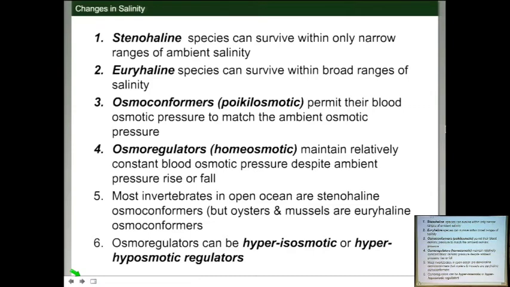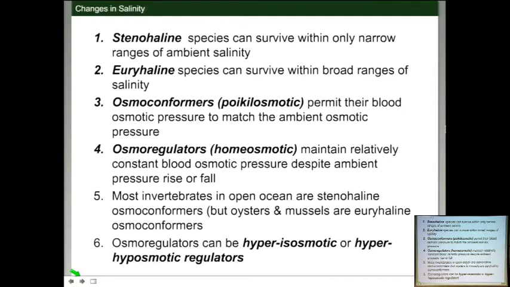Now, that's in response to the salinity. But remember, there's also osmoconformers. We talked from day one on the difference between conforming and regulating. So conformers permit their blood osmotic pressure to match the ambient osmotic pressure. So their osmotic pressure goes up and down with their environment. Sometimes the term poikilosmotic is used. This is like poikilothermic, again, the same roots and the same words. So if you see poikilosmotic, it's the same as a conformer. Osmoregulators, on the other hand, and again, analogously, we call them homeosmotic. They maintain a relatively constant blood osmotic pressure, whether or not the ambient pressure goes up or down.